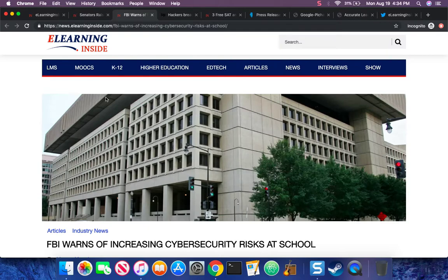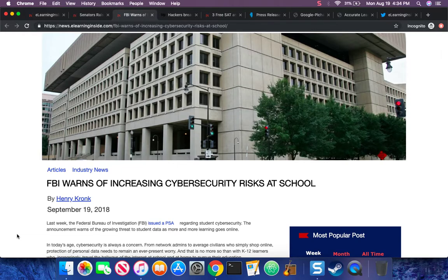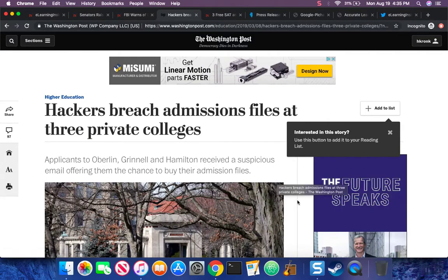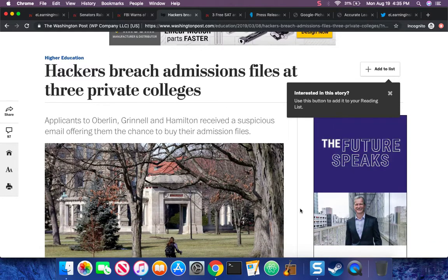So one stock letter was sent to a wide range of edtech vendors, developers, and service providers. The senators cite an FBI public service announcement issued last year and the hack of Slate, the college admissions database, as major concerns with the practices that they're carrying on.